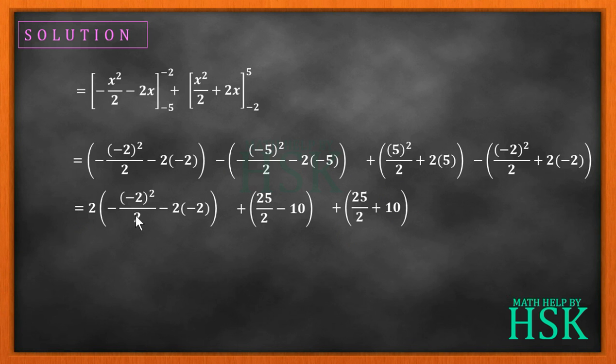This is going to become 2 minus 2, and this is going to become plus 4. So this bracket is actually going to become 2 into 2, which is 4, and plus 25, so this will be equal to 29, which is my required answer. So this is how I am going to solve this question.